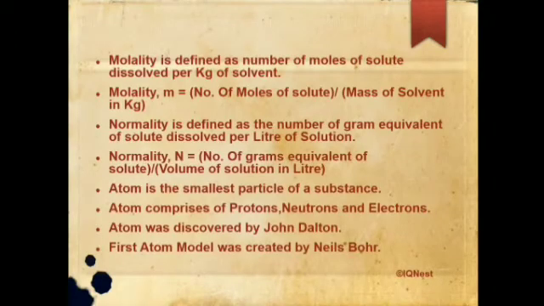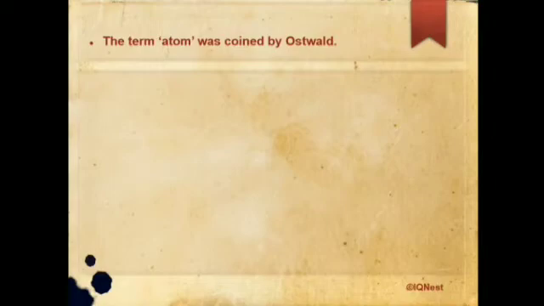So the atom was discovered by John Dalton, and the first atom model was created by Niels Bohr, and the term atom was coined by Oswald. So there are three major names related to the atom. Okay.